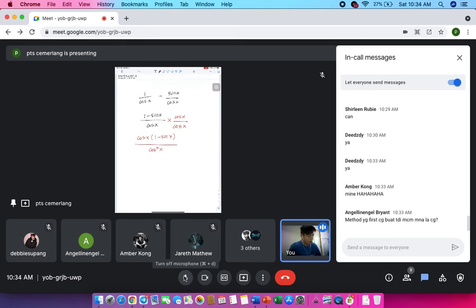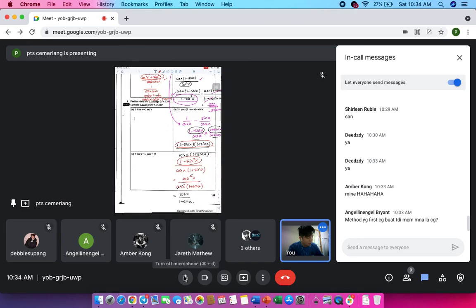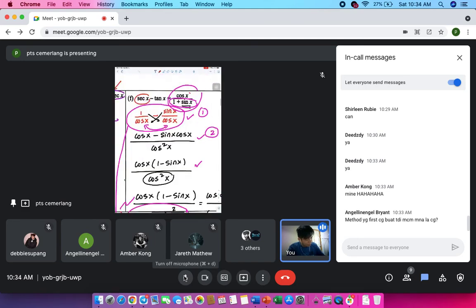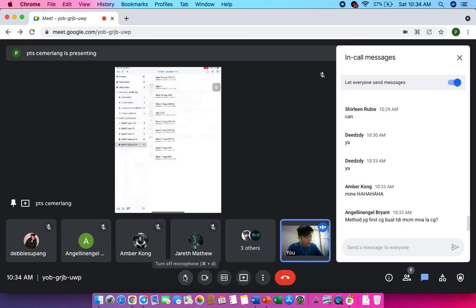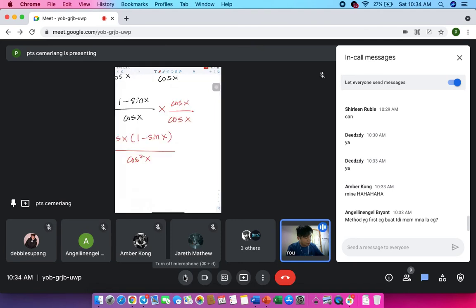Sebab dia punya soalan dia, if you look back at the question kan, atas tu ada cos x. Nampak tak? Atas tu ada cos x. So that's why cikgu kena wujudkan cos x tu. Alright? So cikgu kena wujudkan cos x tu means that I have to add something. Cikgu kena tambahkan cos x over cos x supaya ada cos x tu di atas.